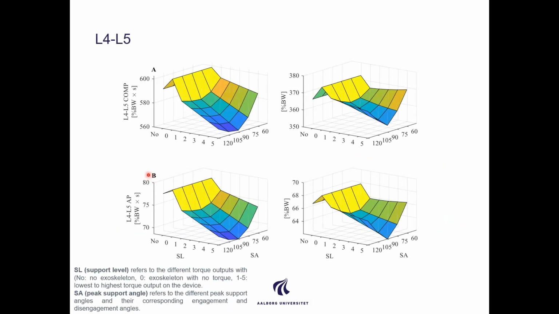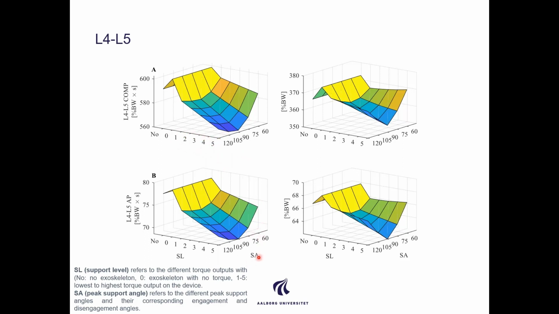So here is one of the graphs and how it would look like, and I'd like to take you through the graph so that you get an idea of what's going on. On the vertical axis here, we have the L4, L5 compression force normalized in terms of impulse. And then down here we have the SL, which stands for the support level, which goes from no, which means we're performing the task without an exoskeleton, to the setting 0, which means we're performing the task with an exoskeleton, but it's not activated torque, and then the range from 1 to 5 in terms of torque amplitude here.